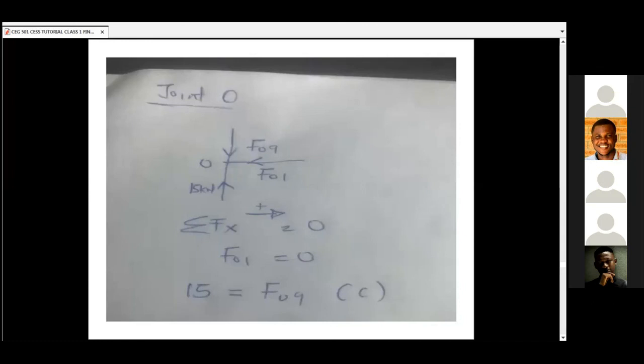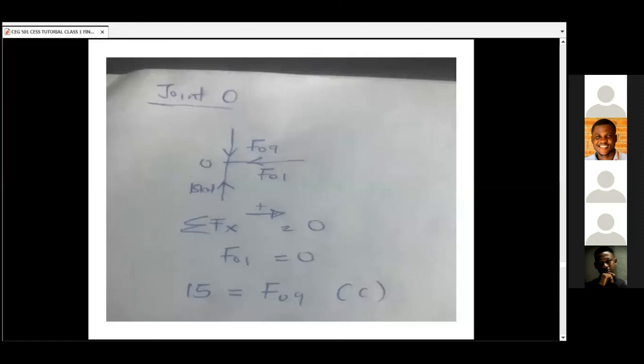Okay, so now joint zero, like I said, is the joint at the last bottom left, where you have that hinge support. So now, if we look at it very well, there are three forces acting there. There is a horizontal force, which would be zero, considering the fact that we said that the horizontal force at that point is zero. Now, there is a downward force, which comes as a result of the member 09, that vertical member. It's pushing at the support. And then the reaction of the support is counterbalancing it to form an equilibrium at that point.